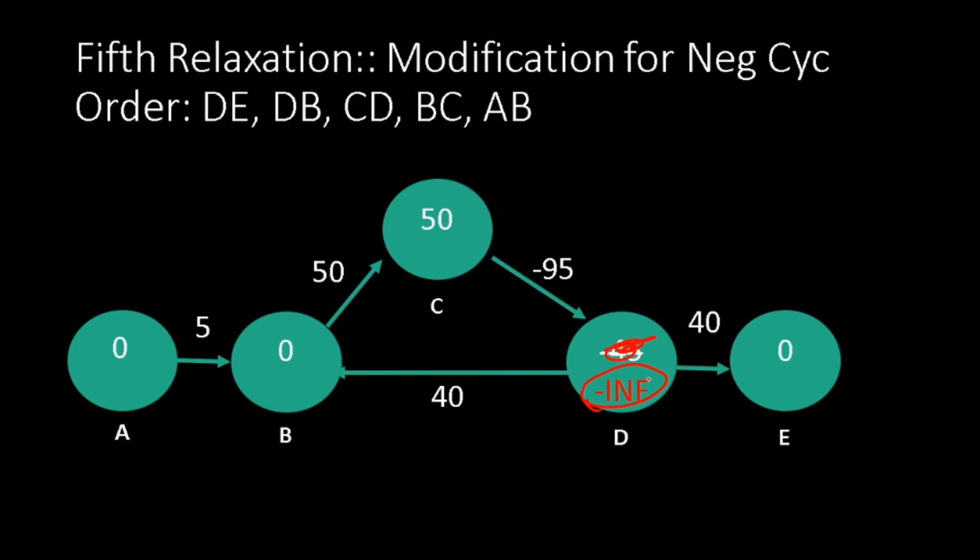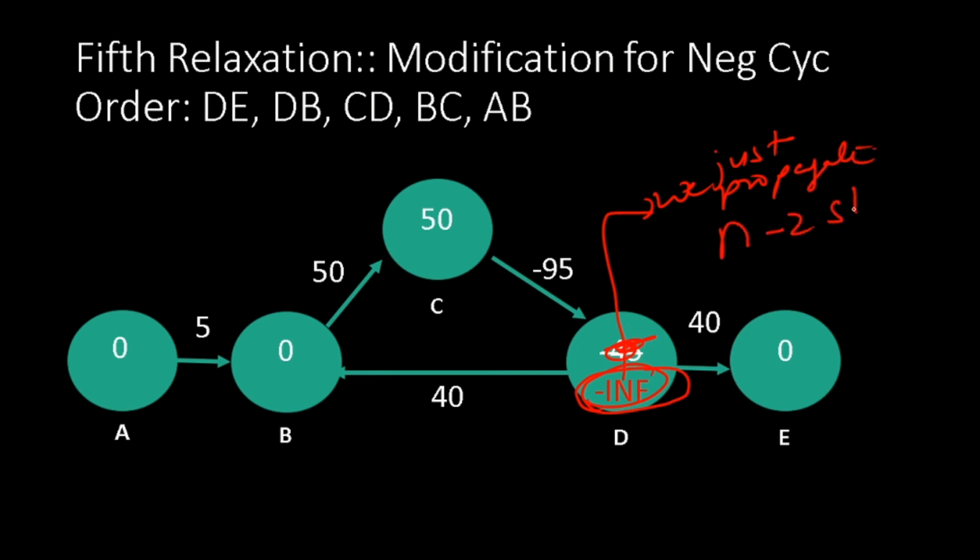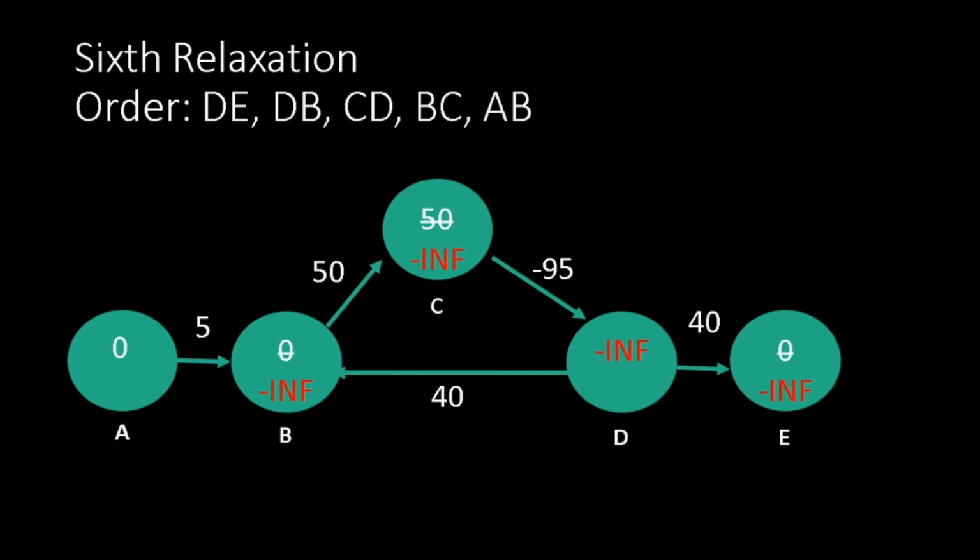Now once this becomes minus infinity, our task becomes very simple. We just have to propagate it. How many steps will we take to propagate it? N minus 2 steps. Or okay, let's call it n minus 1 steps. In n minus 1 steps, because we have already started, the impact of this minus infinity would be propagated everywhere. That is what our theory was about so far. So let's go ahead and do this for 3 more steps.